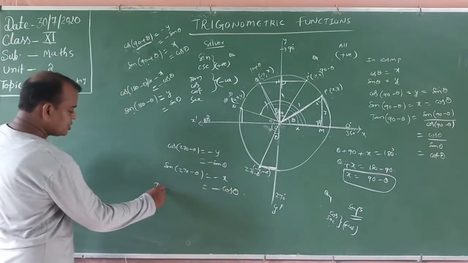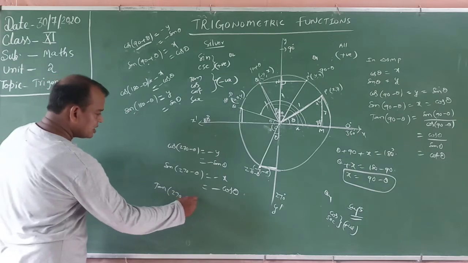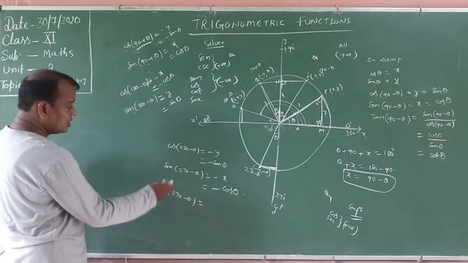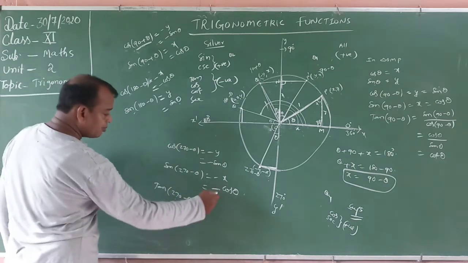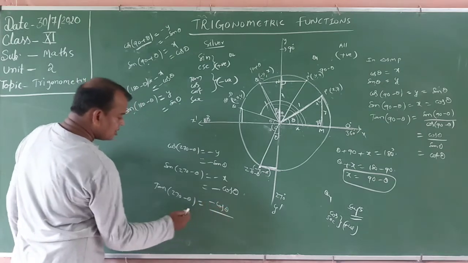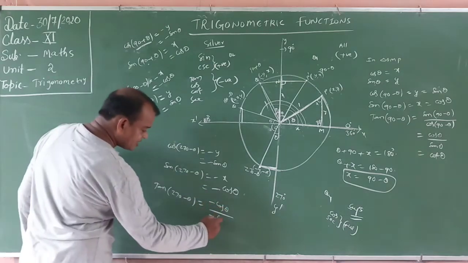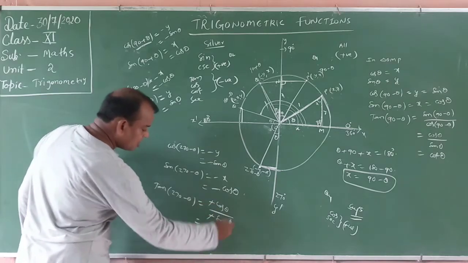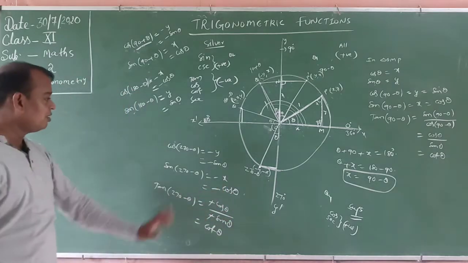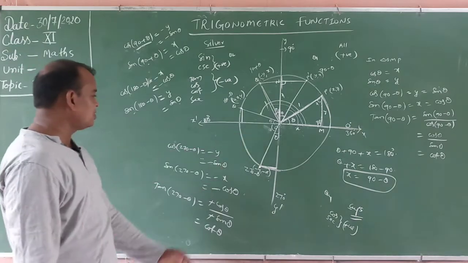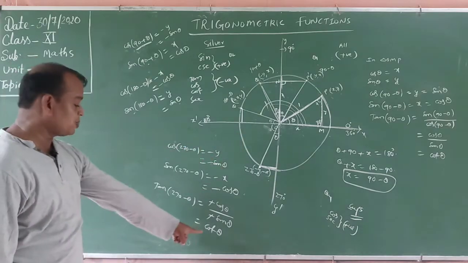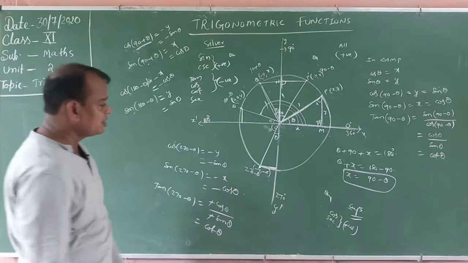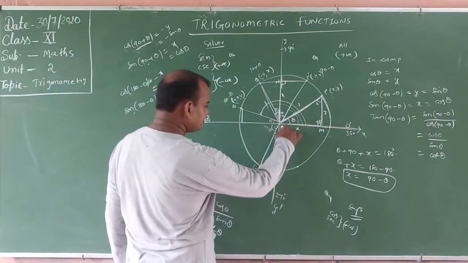Tan of 270 minus theta is equal to, tan means sin by cos. Minus cos theta by minus sin theta, that is equal to cot theta. Why? In the third quadrant tan is positive. Here tan is positive. Observe that. What is the angle of this one?